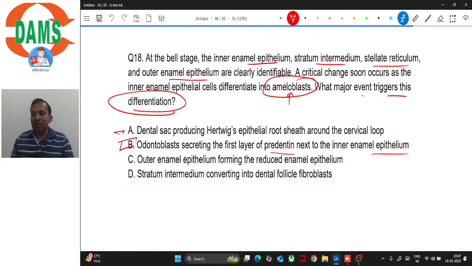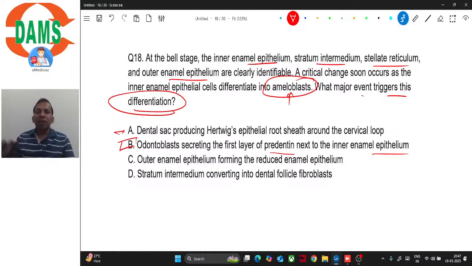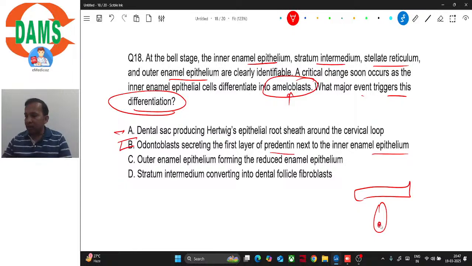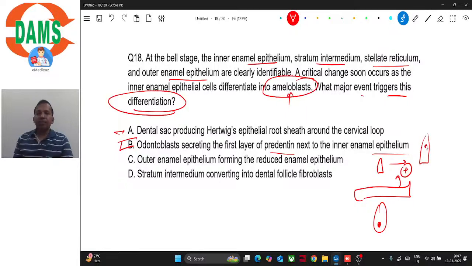So predentine secretes growth factor which stimulates the dental papilla to convert dental papillary cells into odontoblasts, and these odontoblasts then would secrete dentine, and this dentine would stimulate pre-ameloblasts to convert into ameloblasts, isn't it? So the correct answer is option B.